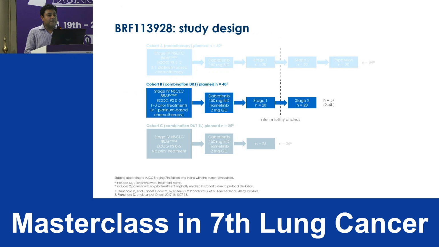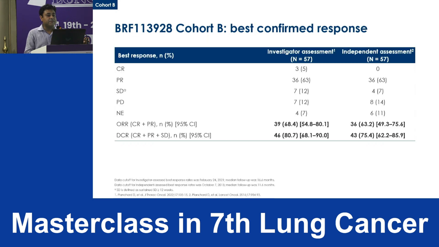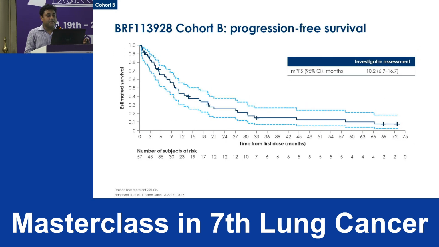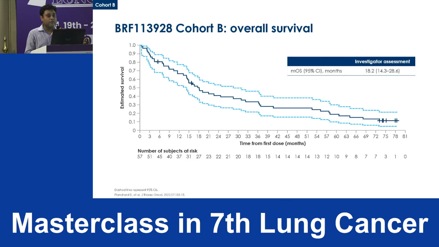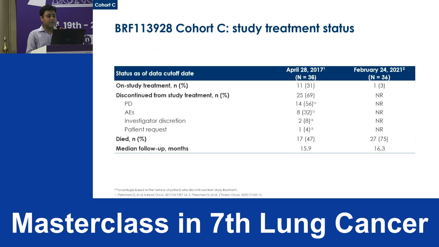So in the cohort B efficacy analysis, the median follow-up was 16.6 months, median age was 64 years, with an overall response rate of 68.4% and disease control rate of 80.7%. The duration of response was 9.8 months, median PFS of 10.2 months, and median overall survival of 18.2 months. So D and T demonstrated a robust anti-tumor activity and a manageable safety profile in previously treated metastatic BRAF-mutated non-small cell lung cancer, with an ORR of 69.4%, median DOR of 9.8, median PFS of 10.2, and median OS of 18.2 months.